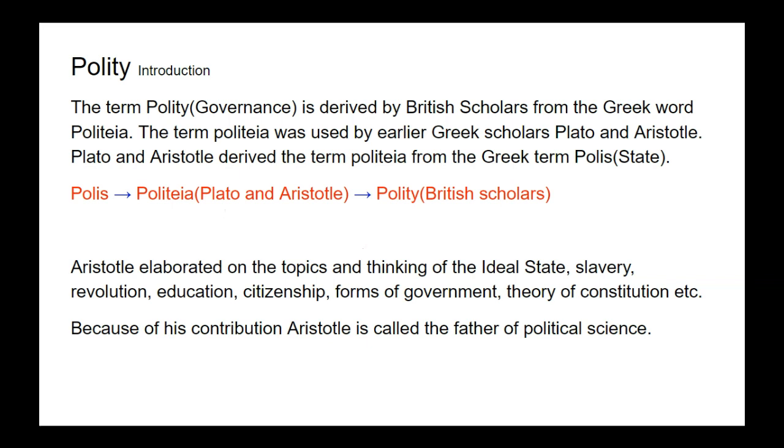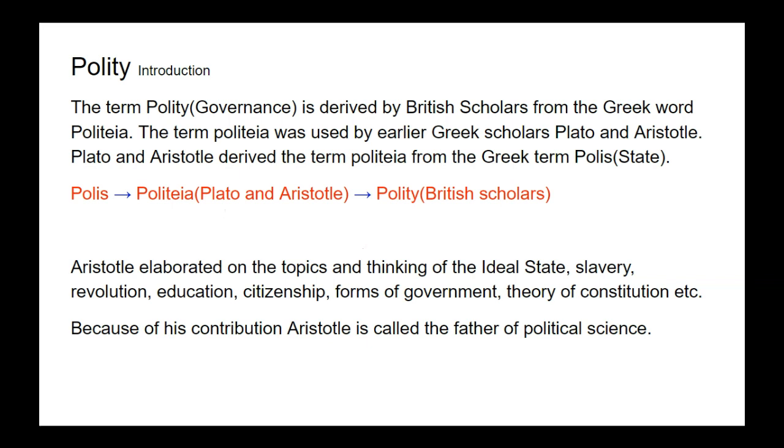The term polity or governance is derived by British scholars from the Greek word politia, and the term politia was itself derived by earlier Greek scholars Plato and Aristotle. Plato and Aristotle derived the term politia from the Greek term polis, and polis means state. So originally there was the Greek term polis, which means state. So Plato and Aristotle derived another word politia, and from politia, British scholars derived the term polity.